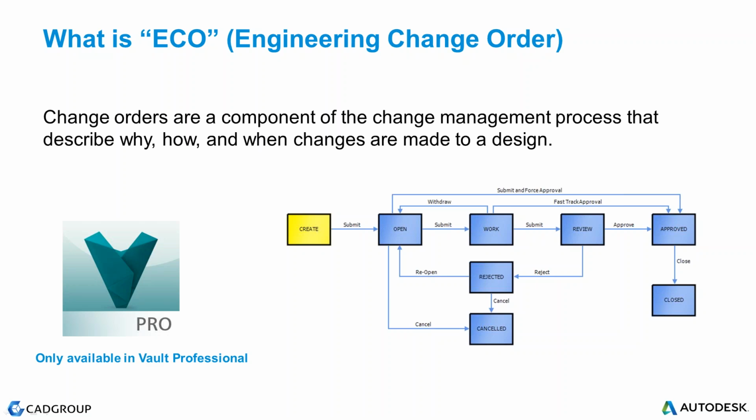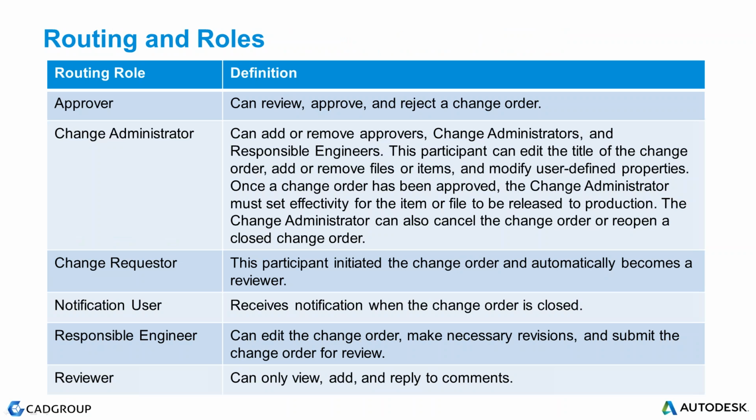Okay. So next thing is the different roles and the routing of the ECO. There's a heap of roles. Now these are different to the standard user roles that you get within Vault, such as the administrator or the document consumers or document managers, that sort of stuff. So you've got things such as the approver, who obviously can approve or reject a change order. Once it gets to the final approve stage, the approver or approvers can approve or reject the change order.